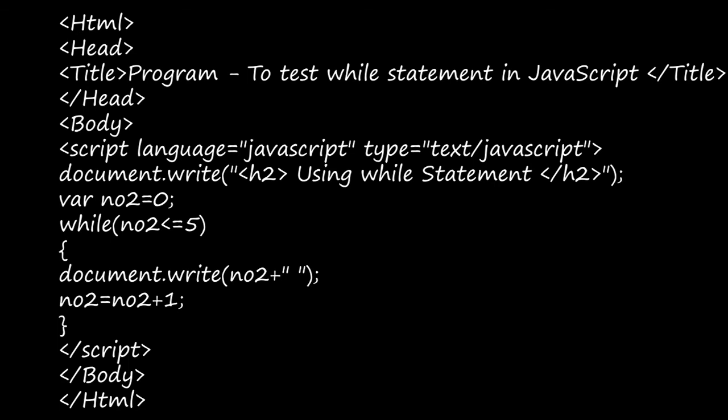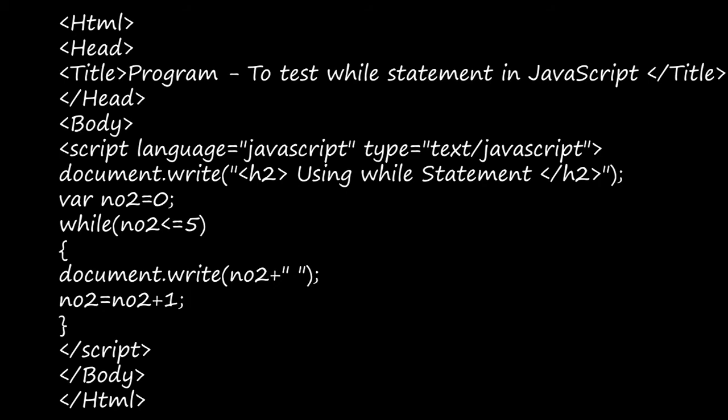Okay, next line is document.write. Whatever you give inside this document.write line will be displayed in the output, right? Using while statement: inside the double quotes it is given as using while statement, and the h2 tag is there because we'll get it as a heading, right? It will have a bigger size than the normal font.